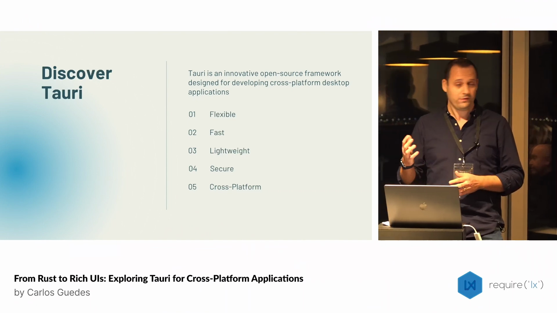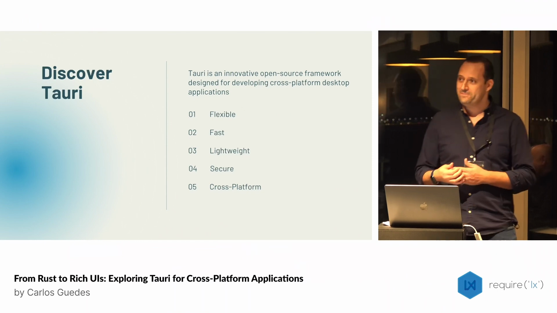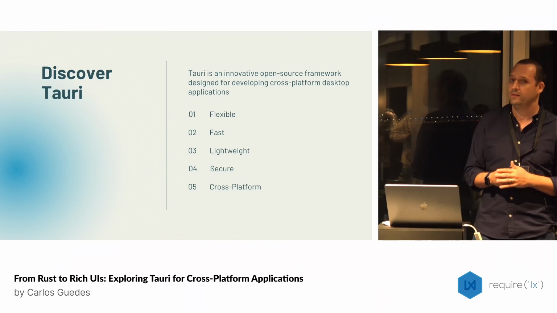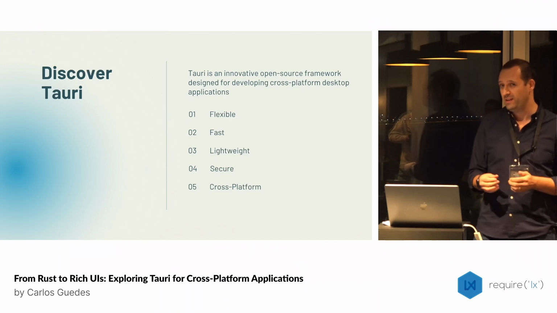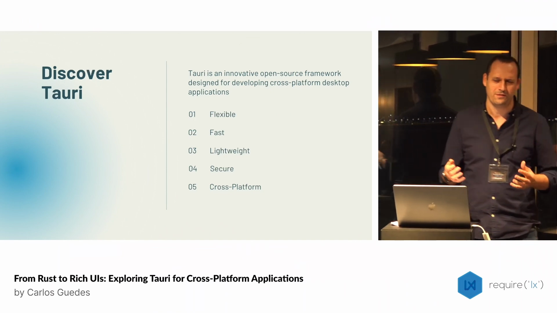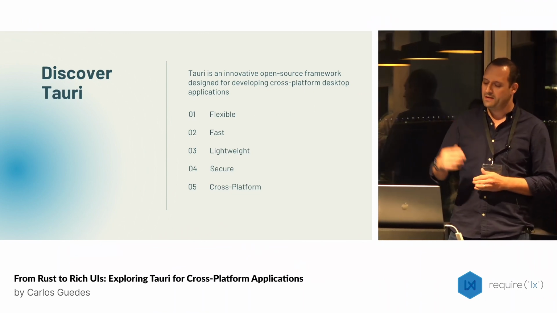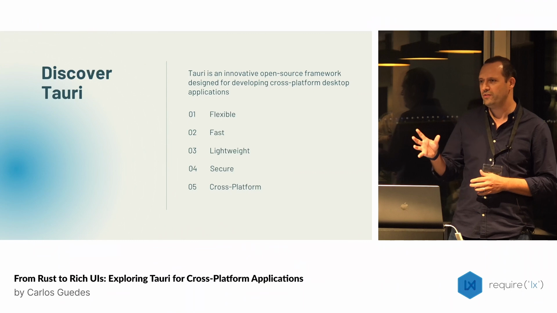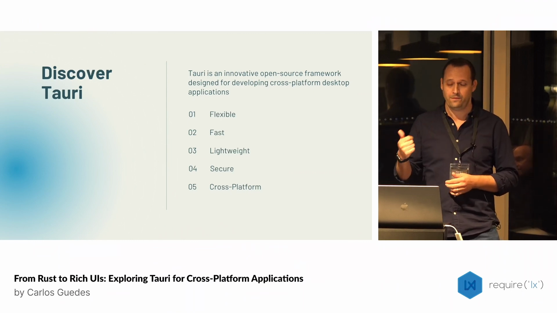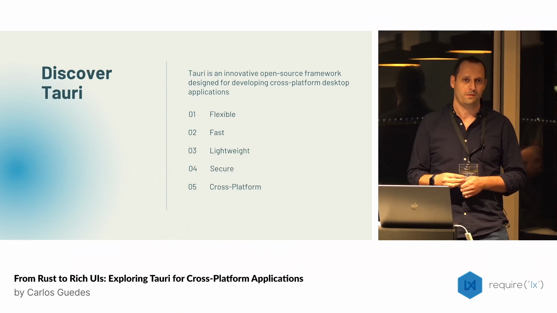Tauri is an open source, free-to-use framework. Someone asked, yes, this is free. It's designed to build cross-platform desktop applications. It's not actually only desktop, it's to build applications, even without UI, to a certain point. The key features they recognize are being flexible, fast, lightweight, secure, and cross-platform.